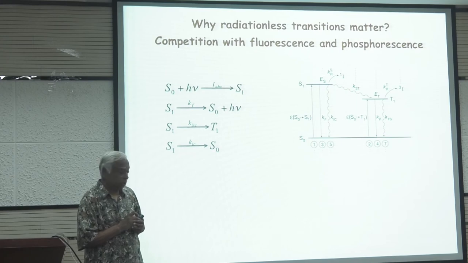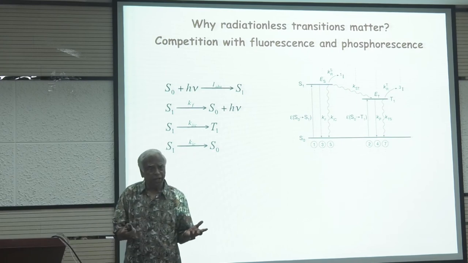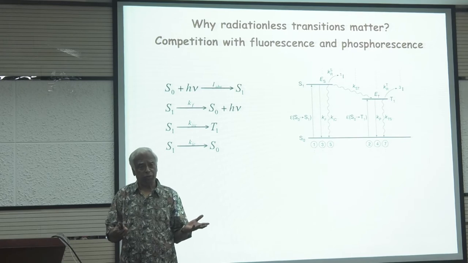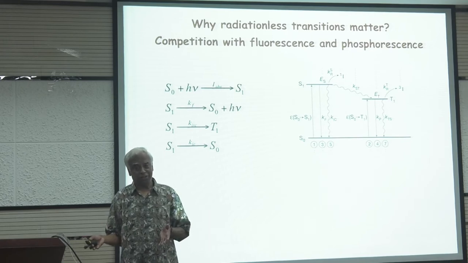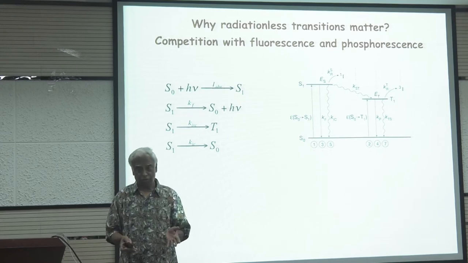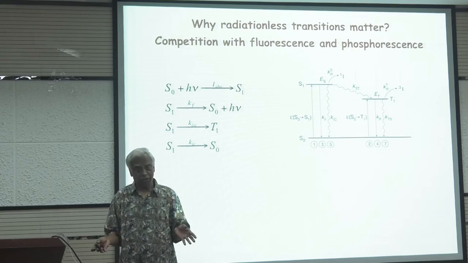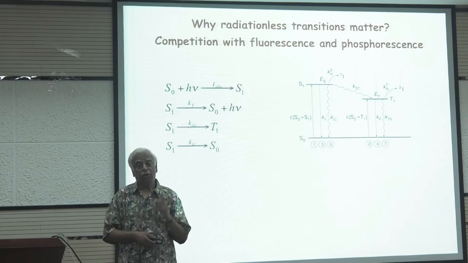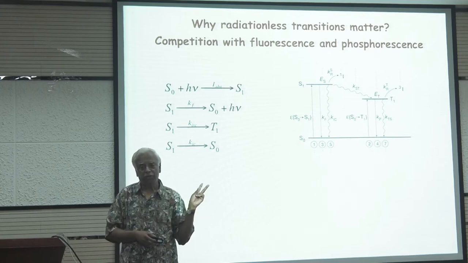This is the emission. We always want to have as much fluorescence as possible. We want fluorescence to win the race. If the other things are faster, then the fluorescence loses. If the other two processes are slow, fluorescence wins. So what are the two processes with which the fluorescence is competing?